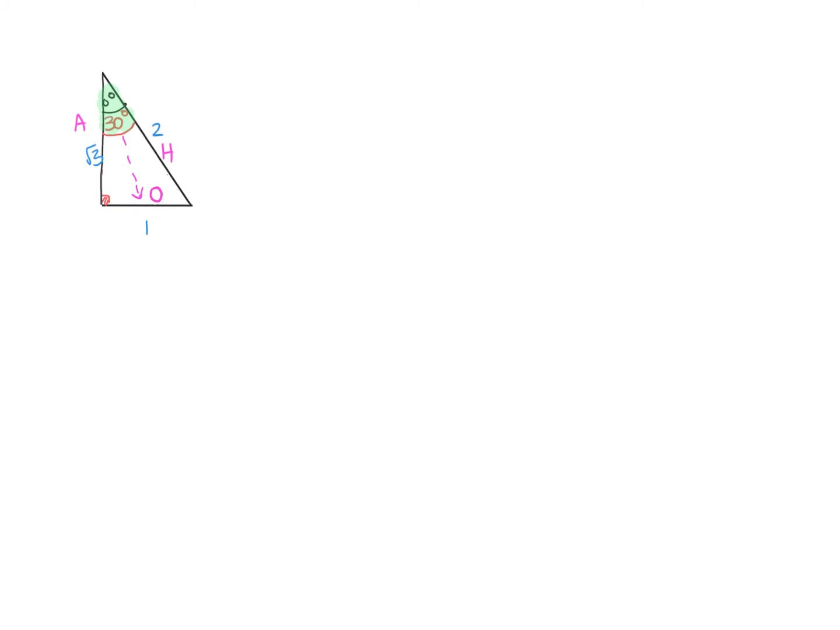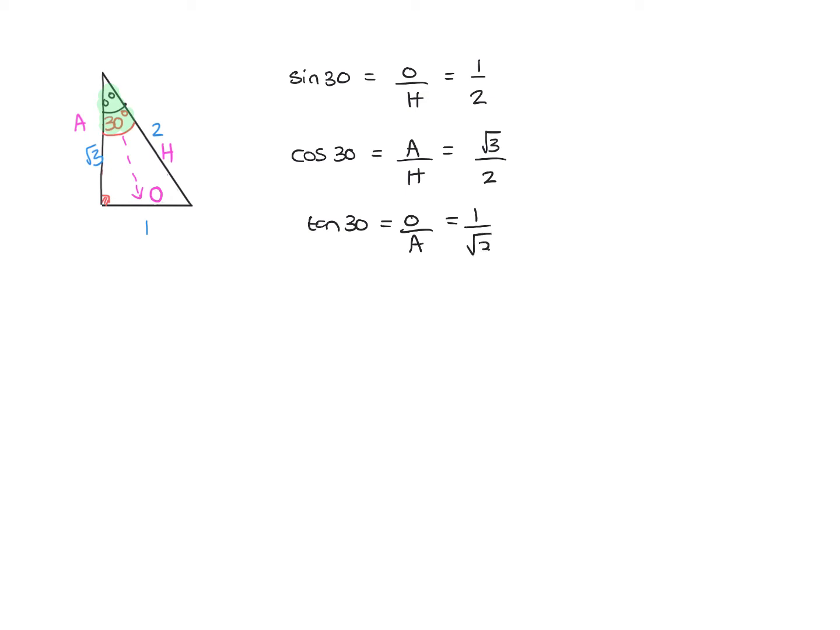So again, using the rules as we did last time, we can write down the sine of 30, which is the opposite divided by the hypotenuse, which is 1 over 2, or a half. The cos of 30 is the adjacent divided by the hypotenuse, which is root 3 divided by 2, and the tan of 30 is equal to the opposite divided by the adjacent, which is 1 over root 3.